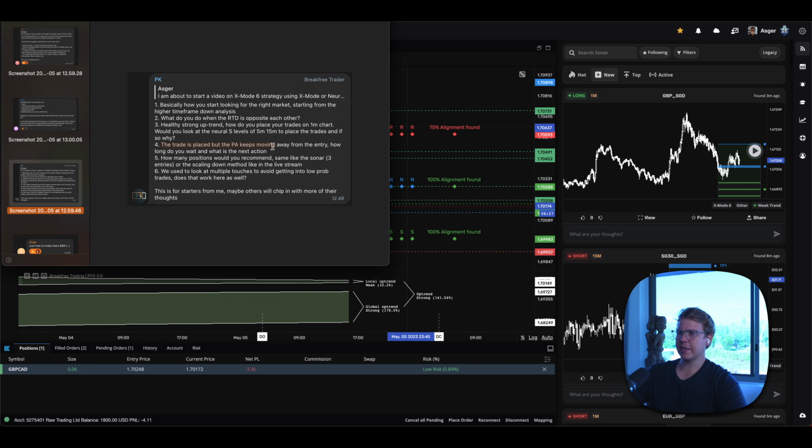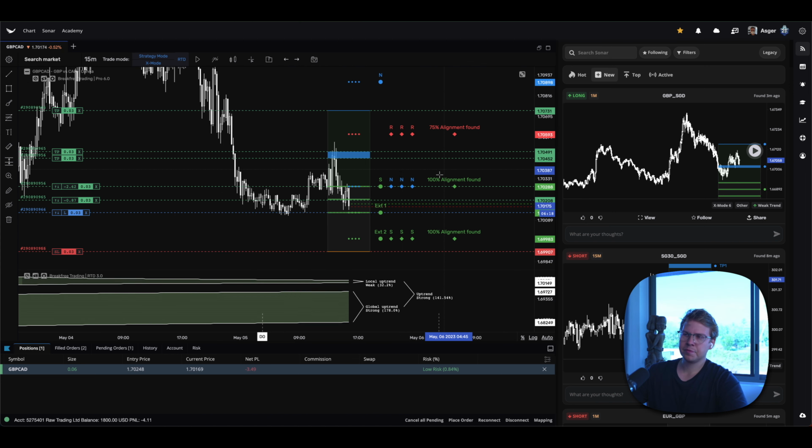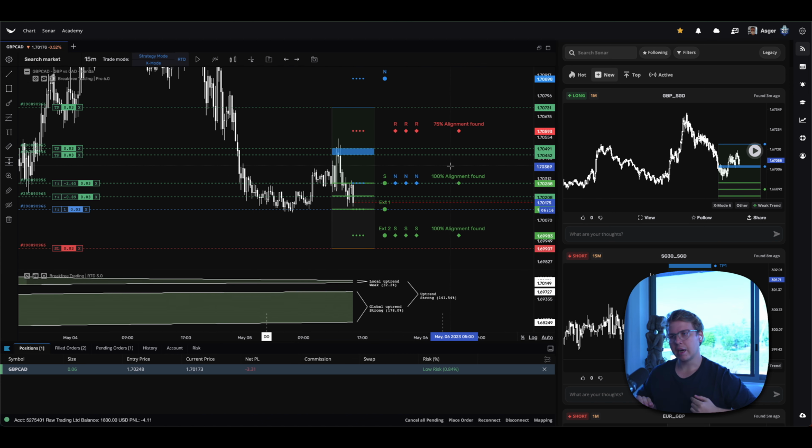The trade is placed, but the PA keeps moving away from the entry. How long do you wait, and what is the next action? Like I said, a lot of times we will be placing trades, but we're not necessarily going to get an entry. And that's perfectly fine. We are placing these trades so that in the event someone does something stupid, and humans do stupid shit all the time, they will propel the market into our positions, and we will take it and we'll make money.